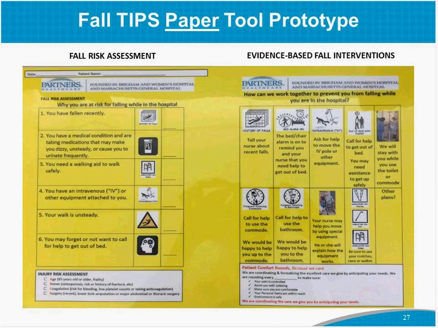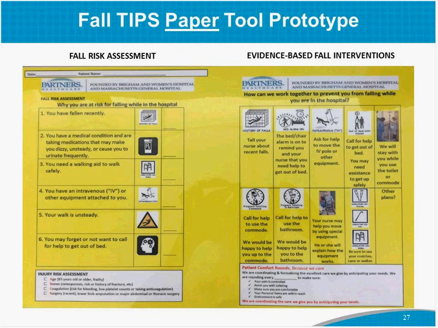We developed a paper version of Fall TIPS, the idea being that not all units have access to portals for patients, and so we wanted to have a way of disseminating the evidence that we had to all units and all hospitals, not just hospitals that could implement electronic systems with patients at this point in time. Here again, you can see this is really the patient version of the Morse Fall Scale, and then on the right-hand side are the interventions that correspond with the interventions that we used in the Fall TIPS study.